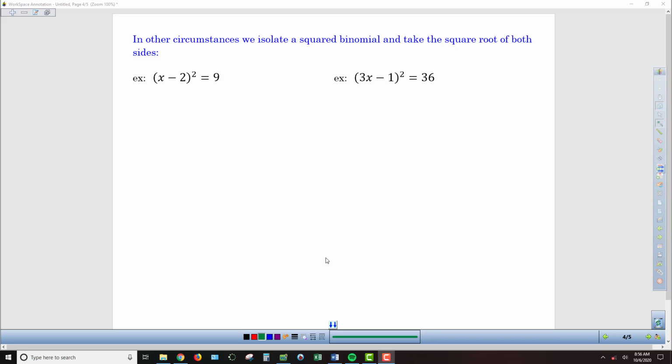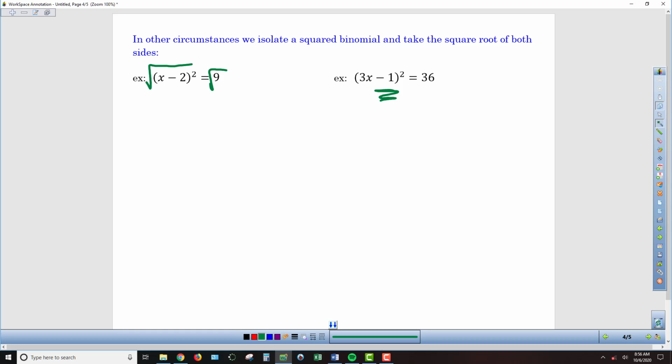Sometimes we don't have an x squared that's easy to isolate because the x is trapped inside of a squared binomial, like what we see in each of these. So instead of foiling that out and gathering like terms and then trying to refactor it, we can still solve these problems using square roots. So I'm going to do exactly that. I'm going to just take the square root of both sides as it is.